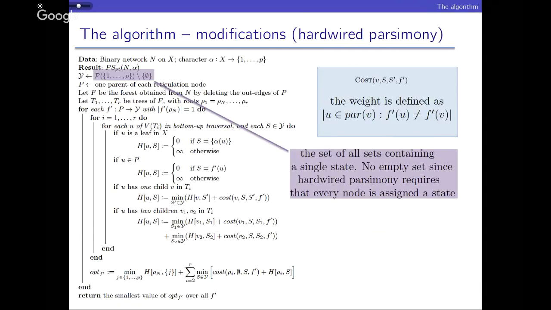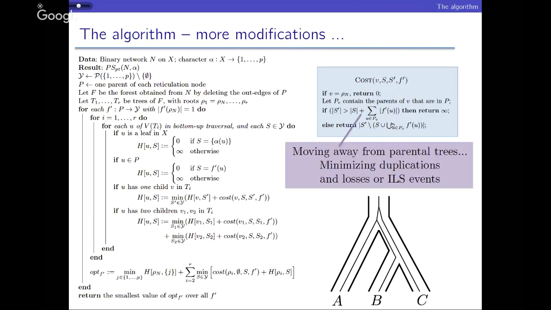Then we can also change it to have the hardwired parsimony score computed. Again, this is very easy. We just consider the set of all sets containing a single state, and we can't consider the empty set because in the hardwired parsimony score, every node is assigned a state. This is why we can count changes several times. And then we also have to change the weights accordingly. And then we can change the cost in other ways, moving away from the parental trees, so trying to minimize duplication and loss in ILS.